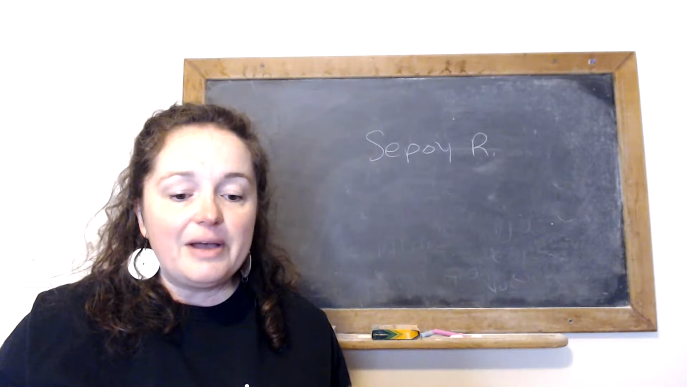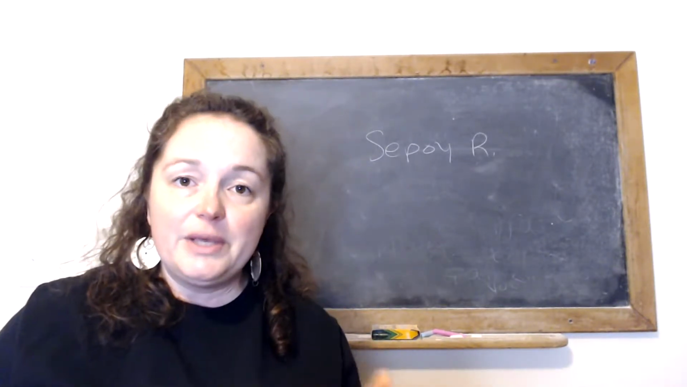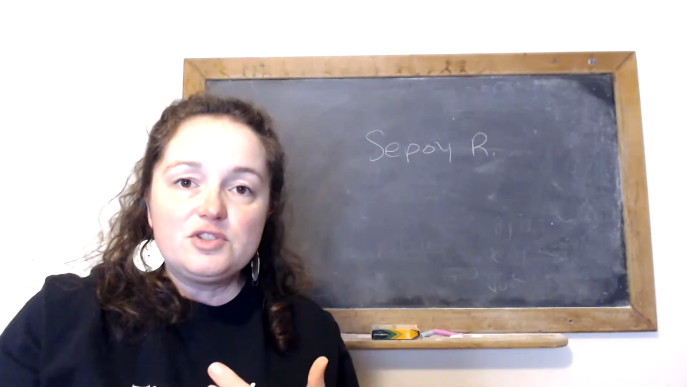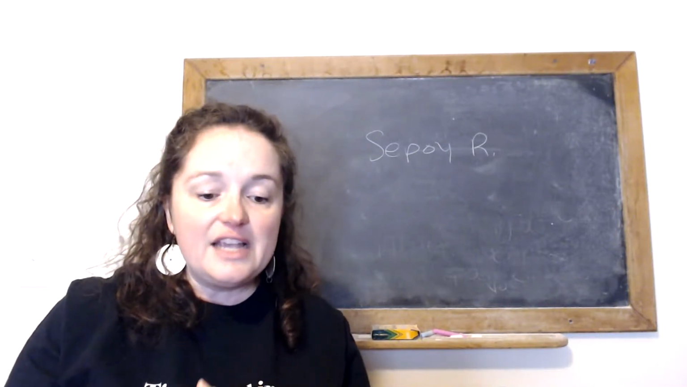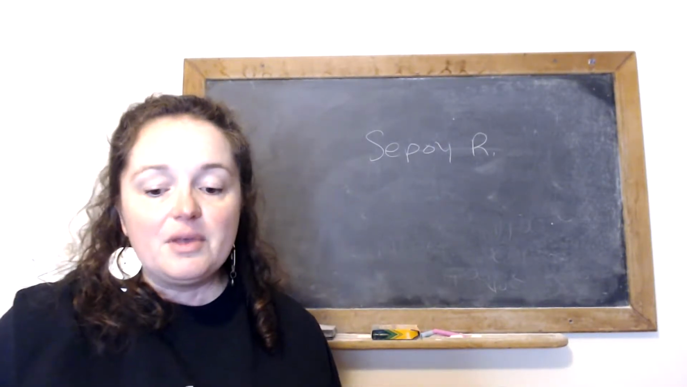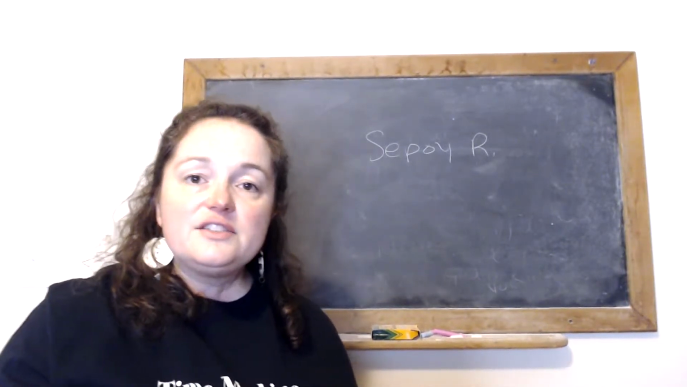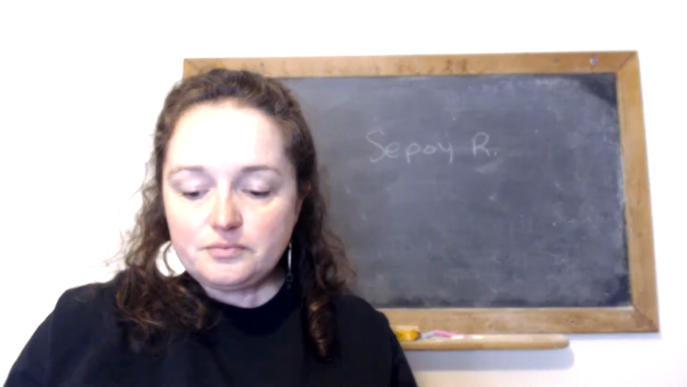It's caused by the British using rifle cartridges that are greased with cow and pig fat. Remember, we talked about earlier in this video that the Muslims do not eat pork, and the Hindus think that the cow is sacred, so that was a problem for them. The British will shut down this rebellion. That's your outcome. However, it does mark the beginning of Indian nationalism, so that's important.